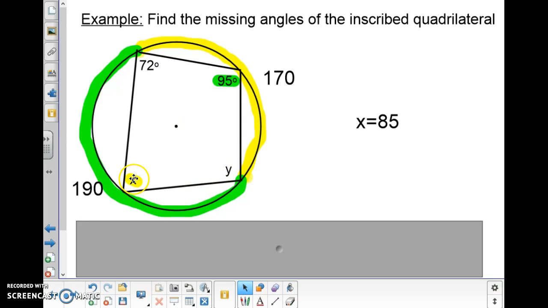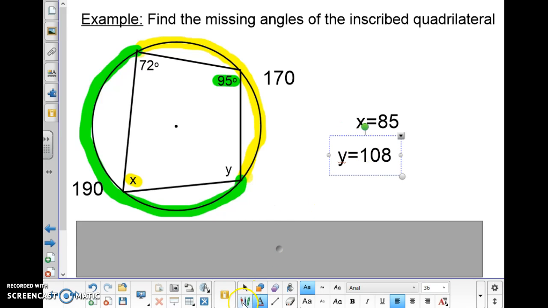If we now know this is 85, I can simply add the 72, the 95, and the 85 together. Why can I do that? Well, I know that all four angles of a quadrilateral add up to 360. When I add these three angles up, I get 252. When I subtract that from 360, I end up with a Y value here of 108.